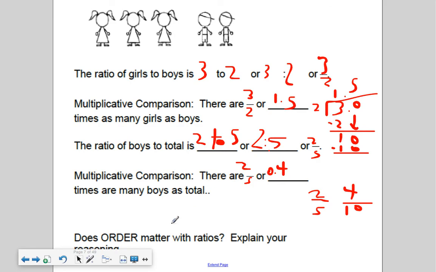Does order matter with ratio? Explain your reasoning. For example, I said the ratio of girls to boys is 3:2. Look at the picture, 3:2. If I had said the ratio of girls to boys is 2:3, would that have been correct? No, it would not have been correct. So order does matter, because look at the picture. If I said the ratio of girls to boys is 2:3, no, it's not. There are 3 girls to 2 boys. So order does matter. Make sure you write it as they tell you to write it.